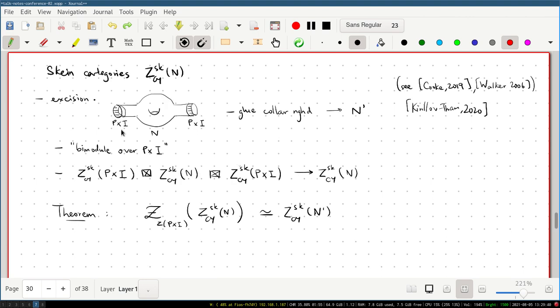So finally, let me discuss some properties of skein categories. We show that they satisfy excision. This was anticipated by Kevin Walker, and it's also proved in Julia Cook's work. Well, we came to this independently, and we used perhaps more concrete language.